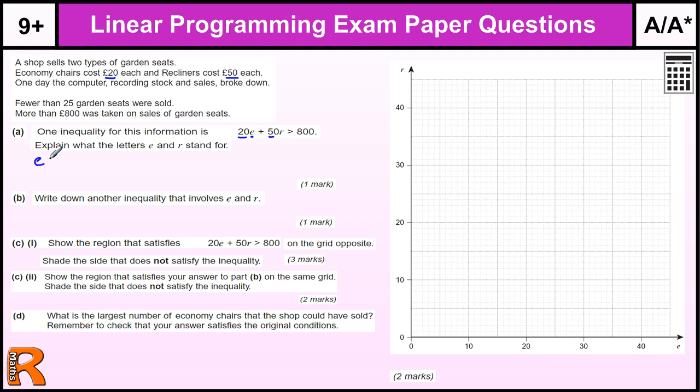So E is actually the number of economy chairs sold, or just the number of economy chairs. And R is going to be the number of recliners sold.